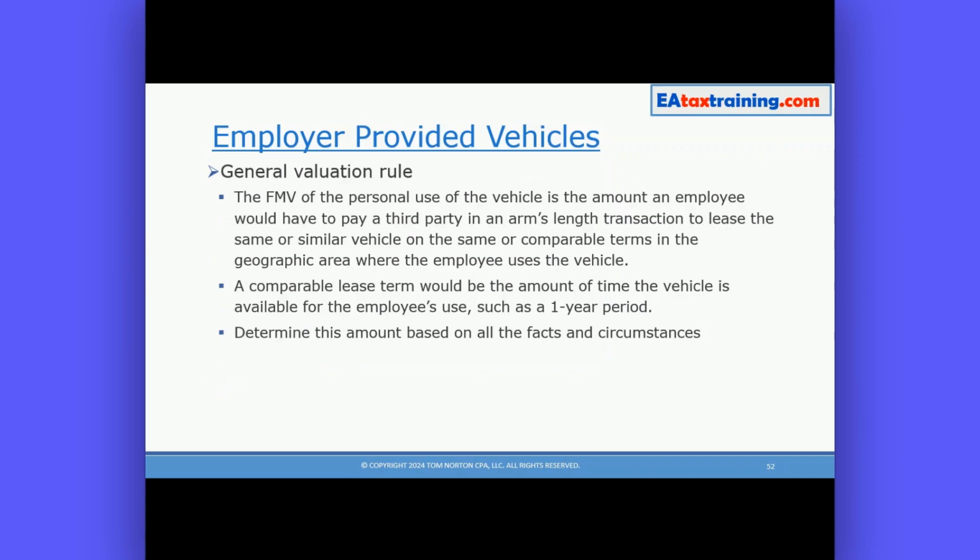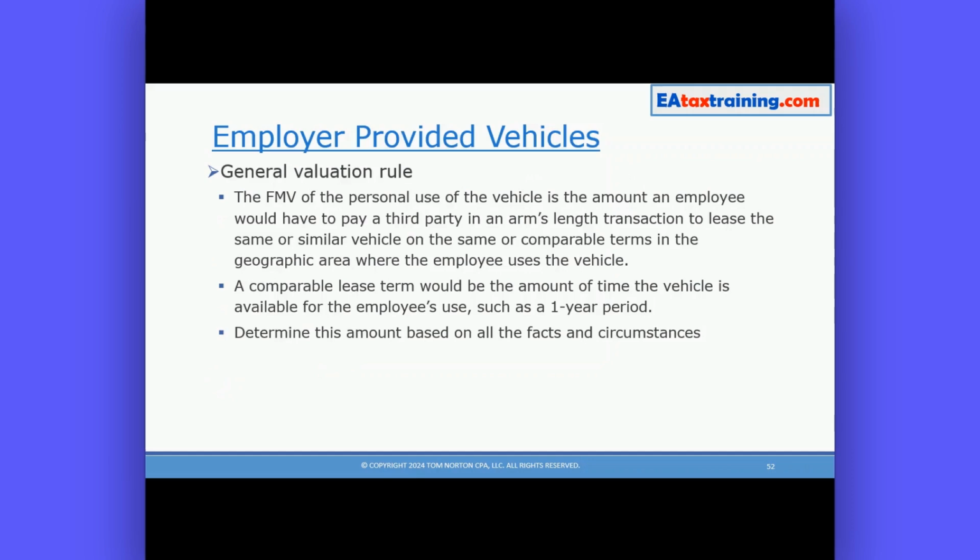First is the general valuation rule. This says the fair market value of the personal use of the vehicle is the amount the employee would have paid to a third party to lease the same or similar vehicle on the same or comparable terms in the same geographic area where the employee uses the vehicle. So if the employee had to go out and get a lease on a car or a rental car for their personal use, how much would they have to pay? That's what this is saying.